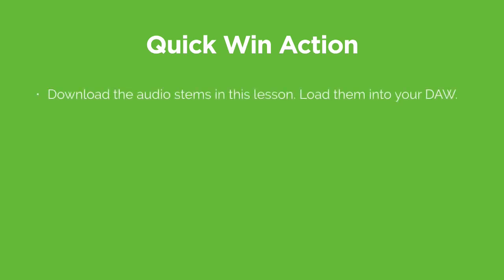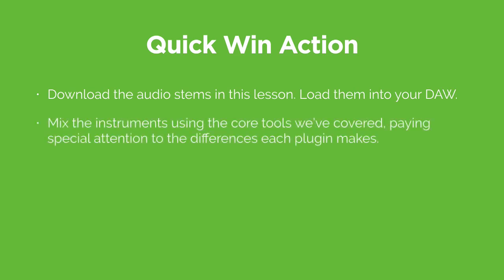So firstly, download the audio stems that are in this lesson. They're zipped up below this video, and when you've downloaded them, load each of them into a separate track in your digital audio workstation. Then, using whichever plugins you already own, they could be the ones I've shown you in this module, or they could be the stock plugins that came with your DAW, mix the instruments and pay special attention to the differences that each plugin makes.